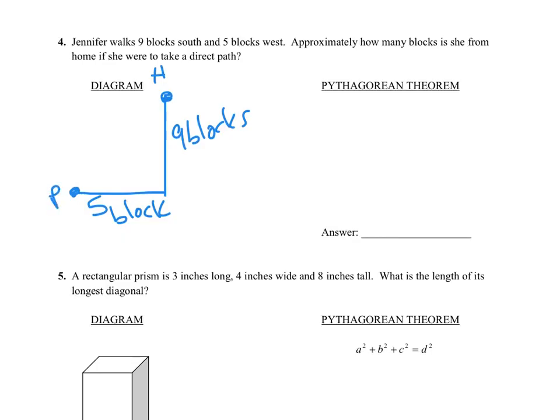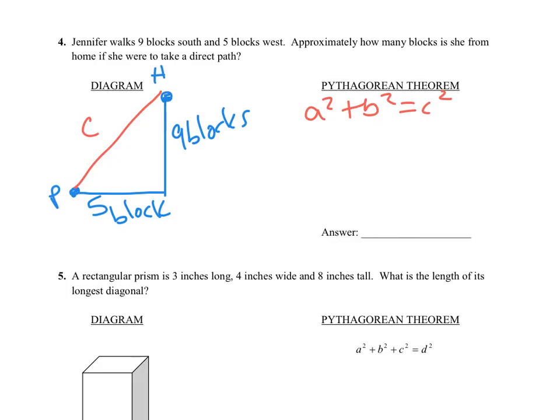So it says approximately how many blocks is she from home if she were to take a direct path. So here's my direct path, just like that. Well, how about just like that? Okay, so we're going to find the length of that hypotenuse. Good old Pythagorean and his beans. A squared plus b squared equals c squared. And if you want to know why I refer to the beans, look up Vi Hart's video on the Pythagorean theorem and Pythagoras. It's kind of interesting.